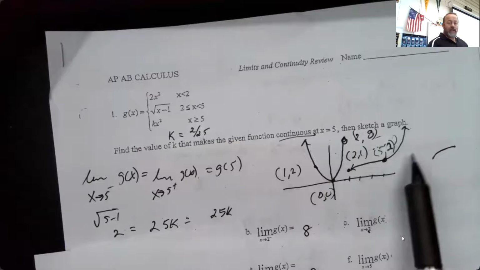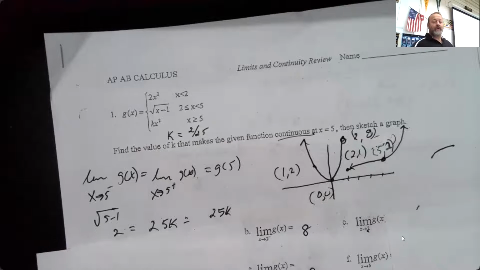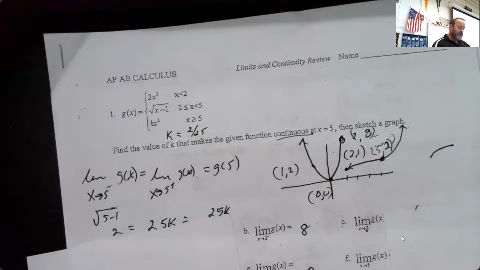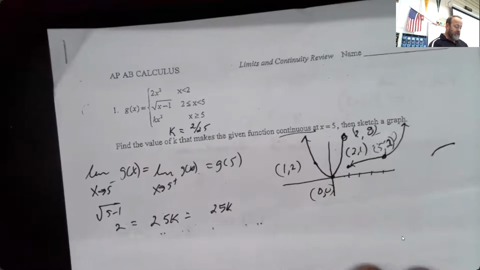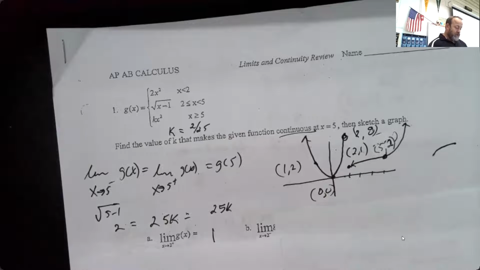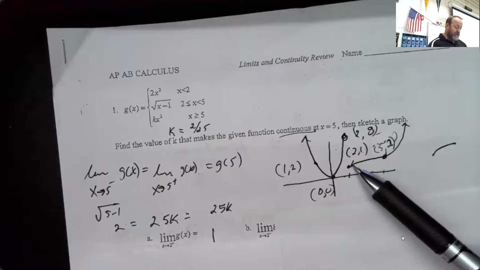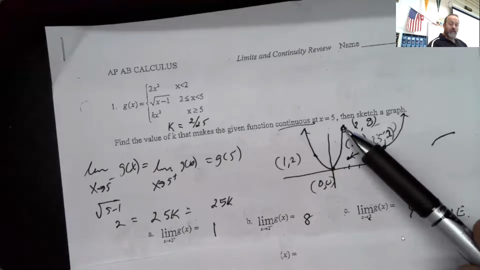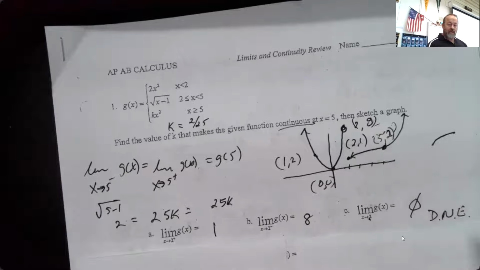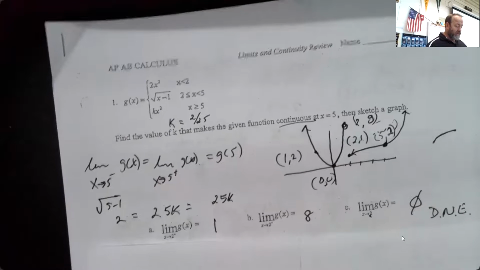You'll notice it's a pretty simple parabola that's pretty gradual because, of course, the leading coefficient is 2/25. Once we have that, it makes the picture pretty easy, because as I approach 2 from the right, it gets close to 1. As I approach 2 from the left, it gets close to 8. But since those two numbers are not the same, I have to say the limit as x goes to 2 does not exist, without any kind of qualifier.